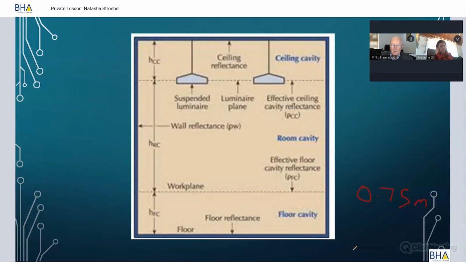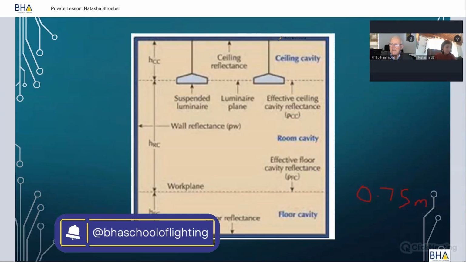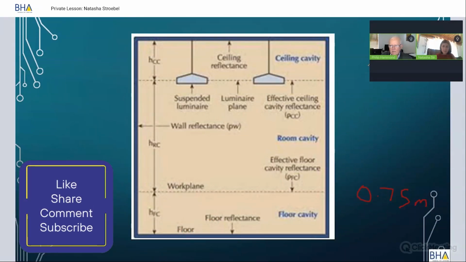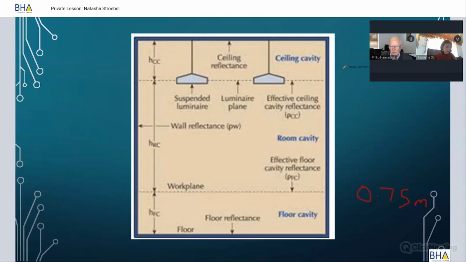All right? Now, on the ceiling, there are other things we need to work out. What is the ceiling cavity? If we used an LED panel, where would we mount the panel? It would be mounted in the ceiling. Yeah, in the ceiling. All right? So we would have a ceiling cavity of 0. There would be no ceiling cavity.